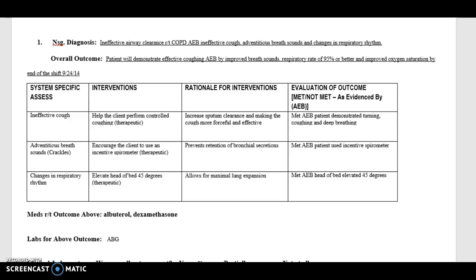So what did you actually assess? The first column, what did you see? You assessed an ineffective cough. What are you going to do to address that under interventions? You're going to help the client perform controlled coughing, and that is a therapeutic intervention. The rationale is it increases sputum clearance and makes the cough more forceful and effective. Was the goal met here? Met, as evidenced by the patient demonstrated turning, coughing, and deep breathing.